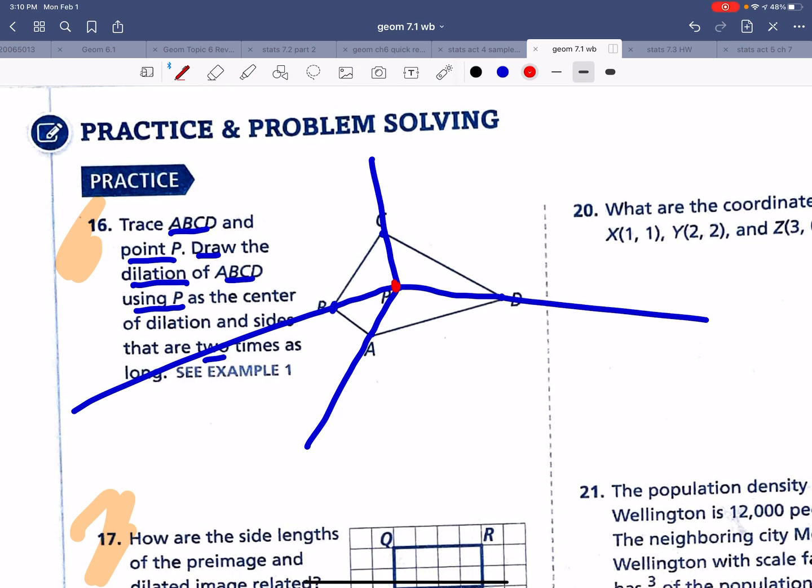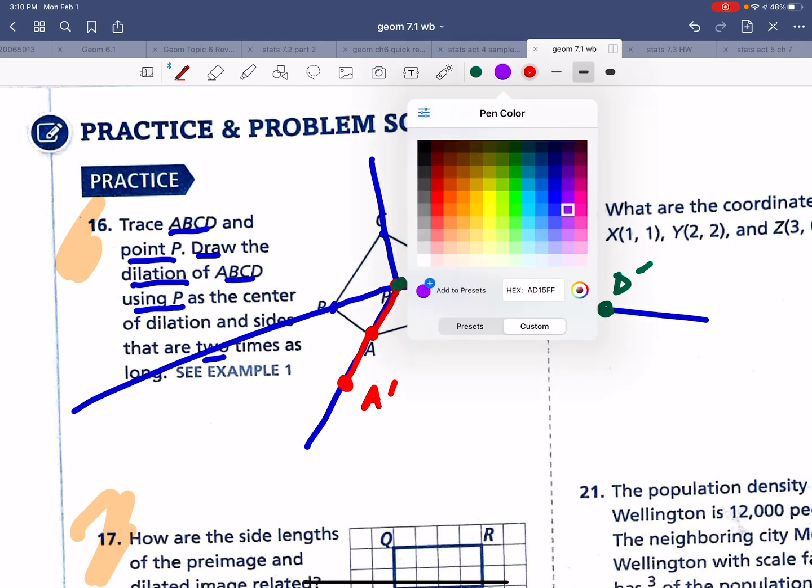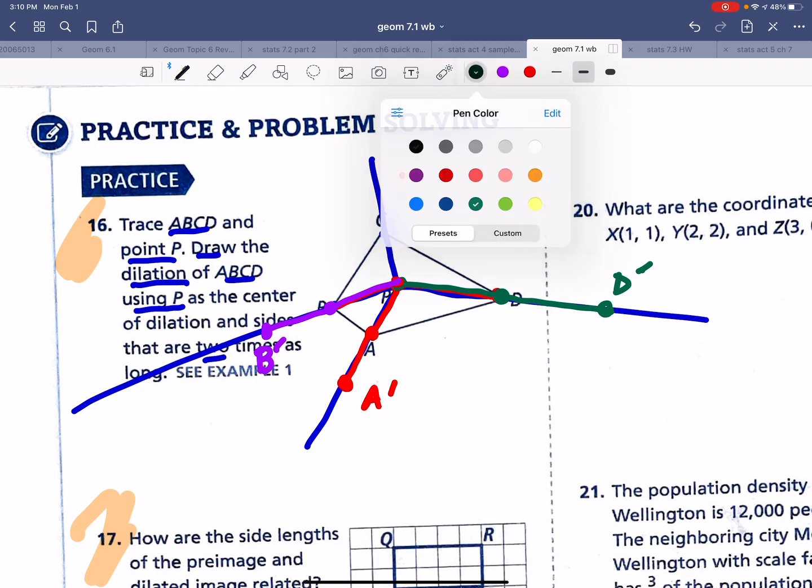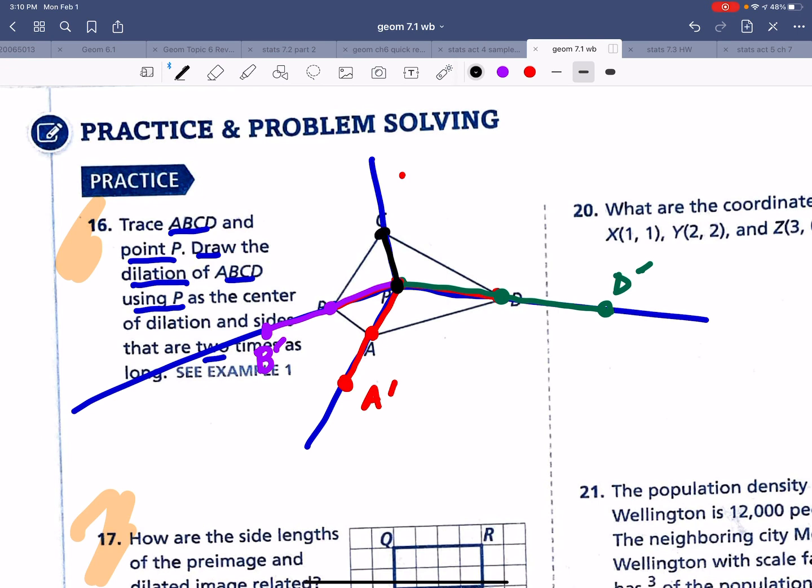Okay, so when I look at segment AP, I want to go another segment about as long. When I look at segment PD, I want to go another segment as long. All right, is that making sense? When I look at segment PB, I want to go twice that long. And last, when I look at segment PC, I want to go twice that long, double that, and I get C prime.